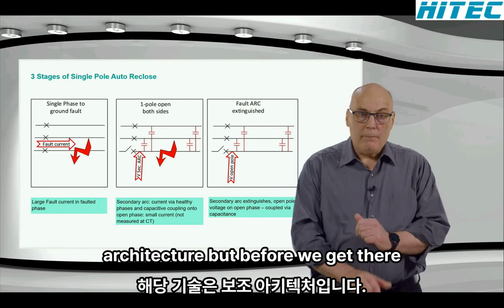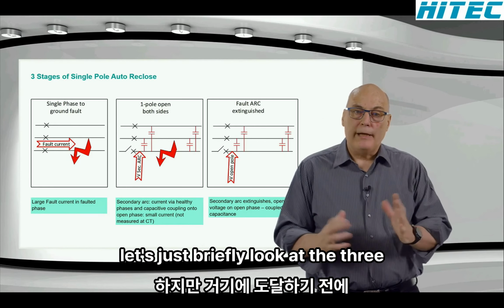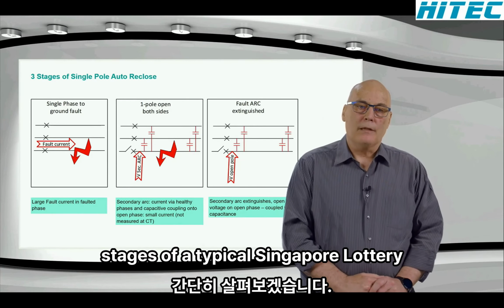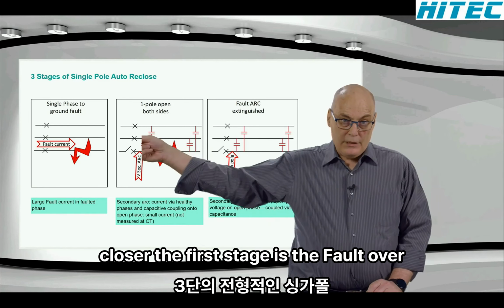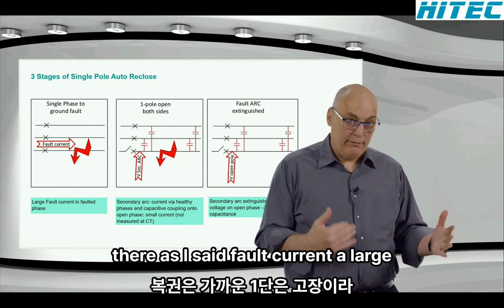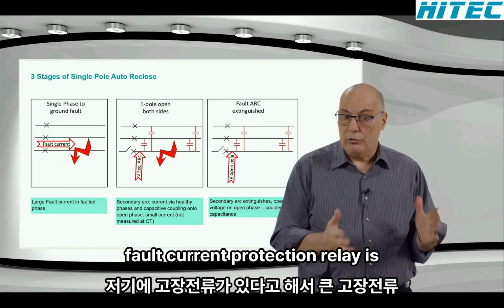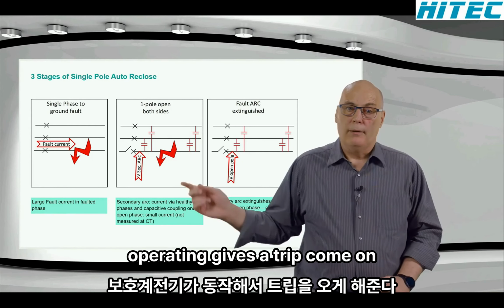But before we get there, let's just briefly look at the 3 stages of a typical single-pole auto recloser. The first stage is the fault. Over there, as I said, there is a large fault current, the protection relay is operating and gives a trip command.